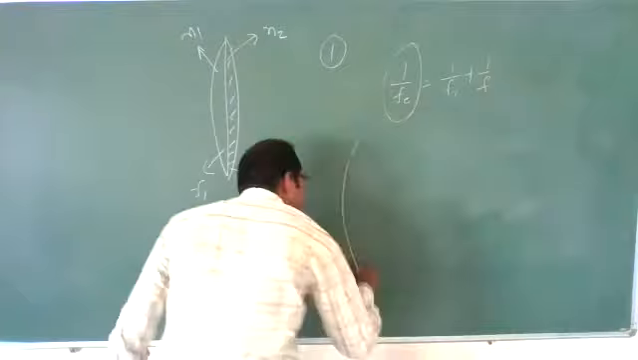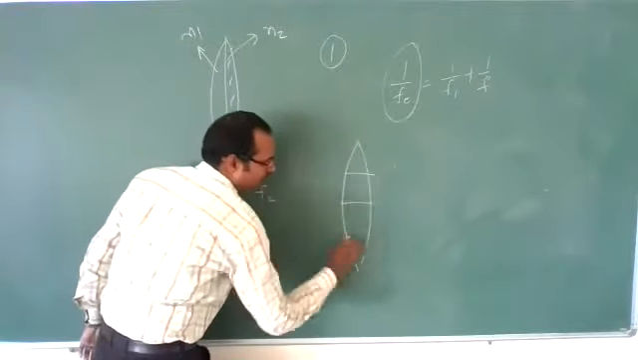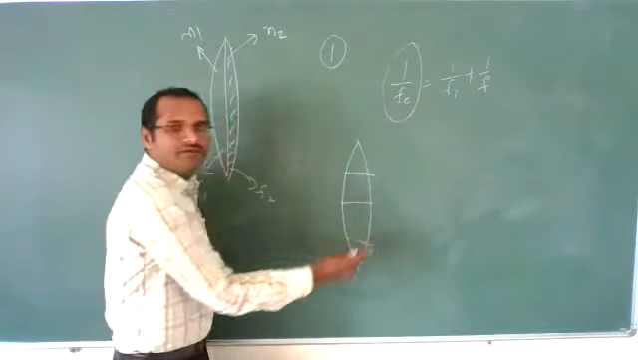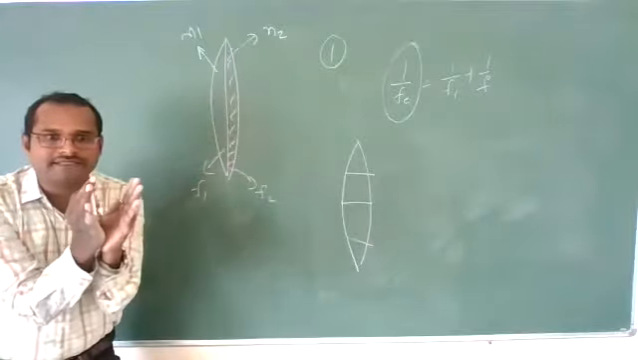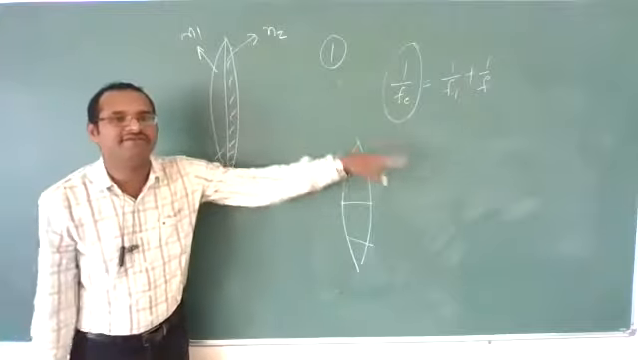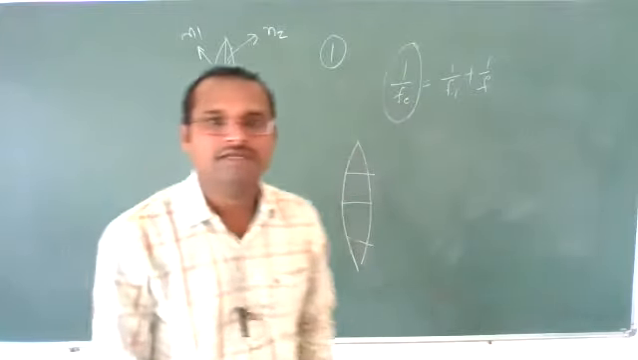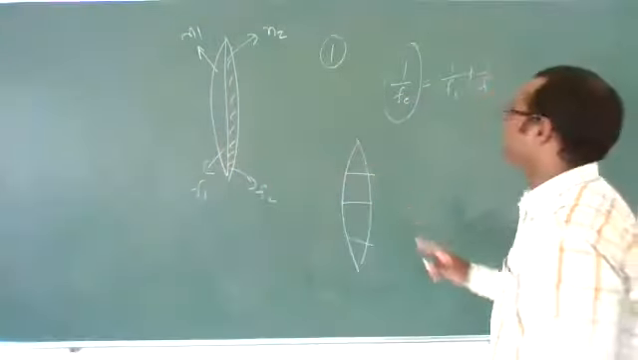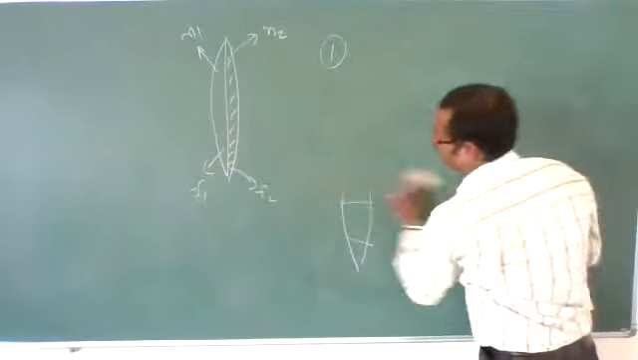Whereas in the previous example, the lenses are not kept in contact. We can't find the equivalent focal length. So the number of images will be different. Clear? Got it? Remember this from an objective point of view.